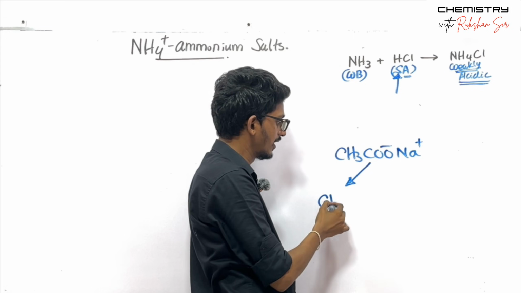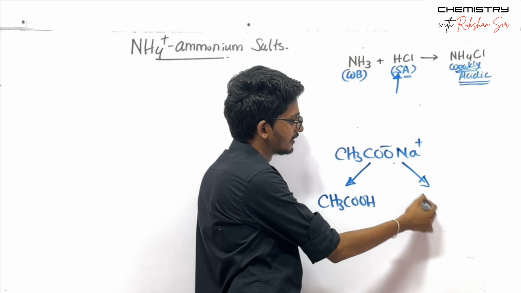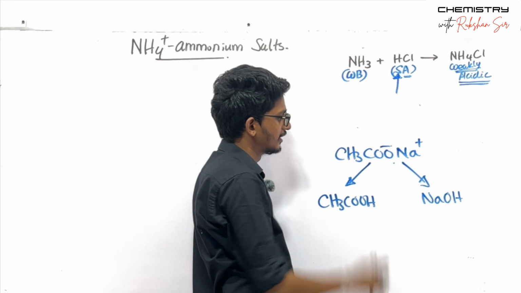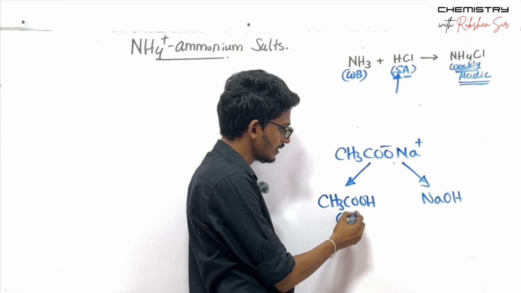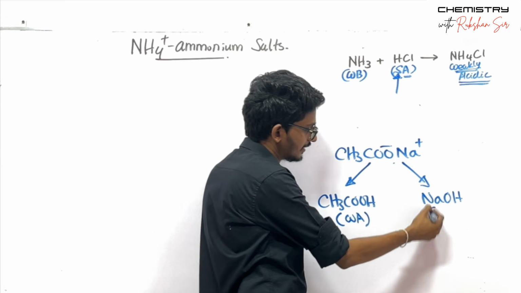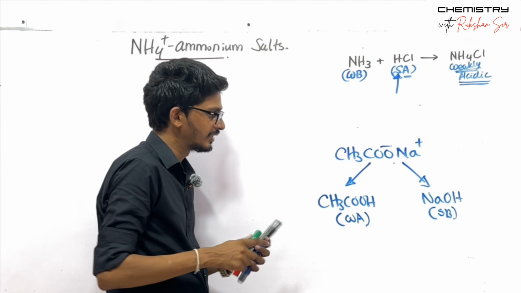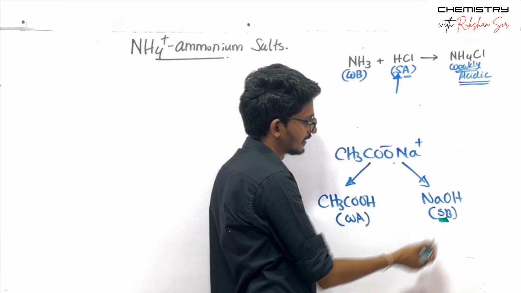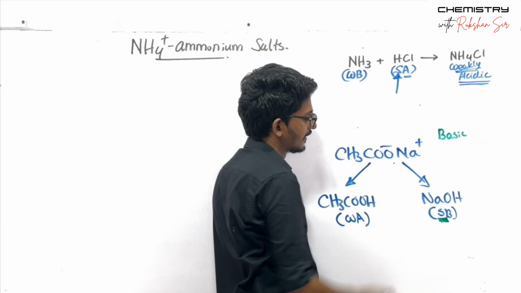Sodium acetate is formed by CH3COOH and NaOH. Just put the OH minus ions to the cation, the positive ion. Just put the H plus ions to the anion. So this is a weak acid and a strong base. So your salt is showing the characteristics of the strong species. That is basic nature, weakly.